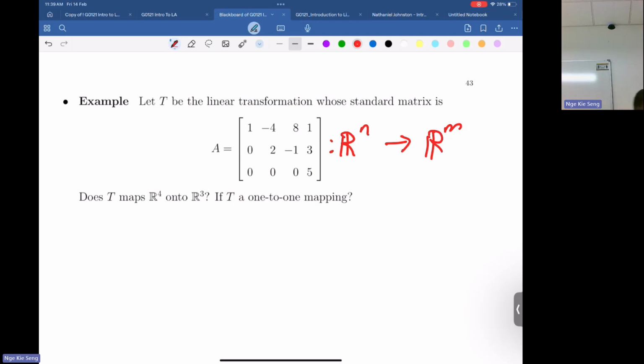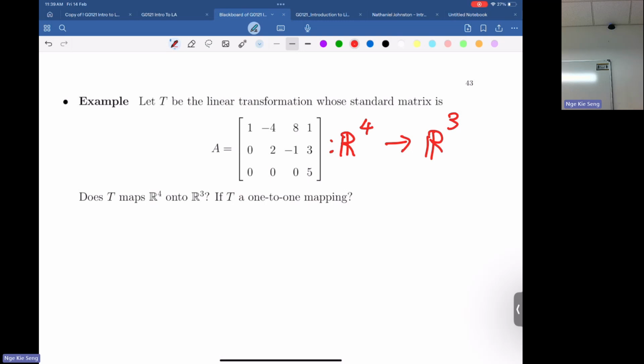Do you still remember what we concluded just now? The n is the number of columns. How many columns here? 4. And the codomain has the number of rows. So what's the number of rows here? 3. So you see, it matches up with this question. Does T map R4 onto R3?